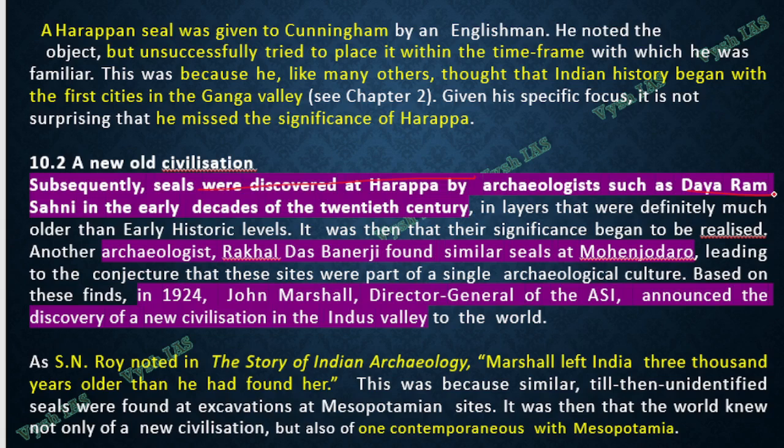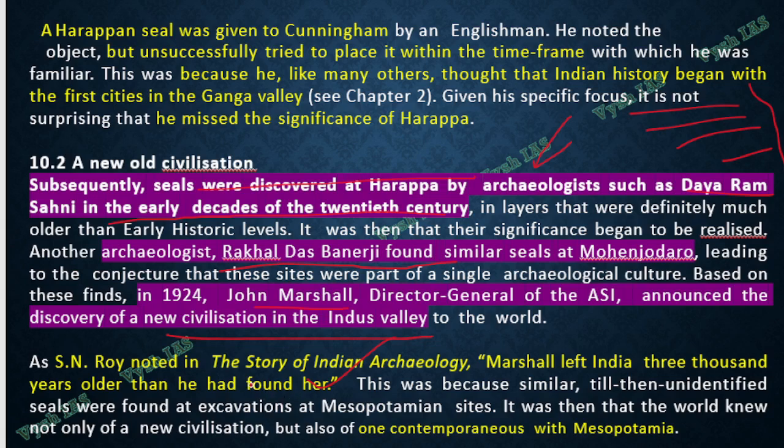Dayaram Sahni, I told you in the starting of this chapter, he is the one in the 1920s who started excavations of the Harappan area, and also archaeologist Rakhal Das Banerjee found seals in Mohenjo-daro. 1924, same time John Marshall announced the discovery of the civilization officially. So this timeline is very important, or maybe they will even ask you to arrange it in order. Like Harappa started, Mohenjo-daro excavation started, John Marshall came, or Cunningham did something. This in descending order or ascending order, they'll make you write. That is why the starting of the chapter itself, I told you to learn that table by heart.